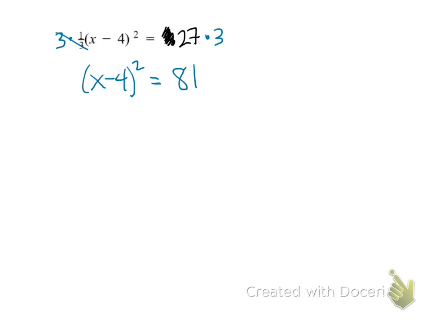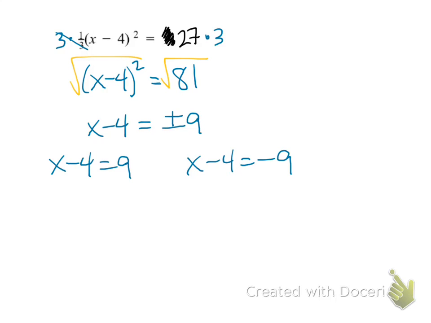So again, the next thing I need to do to work back to the x is to take the square root of both sides. So now I have x minus 4 equals plus or minus 9. Now you need to be careful here because we're not going to get an answer of plus or minus the same thing. You need to write this as two separate equations to solve.